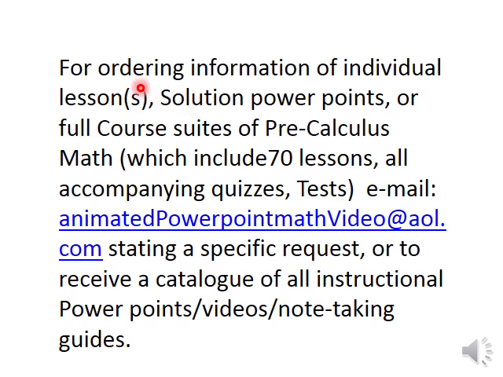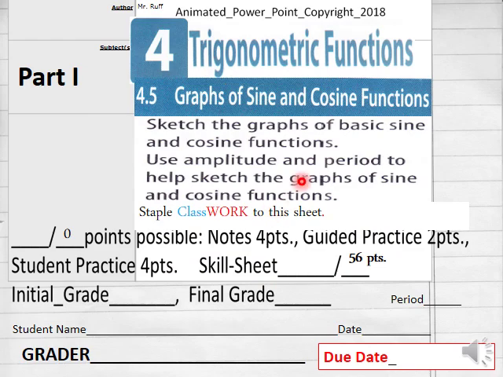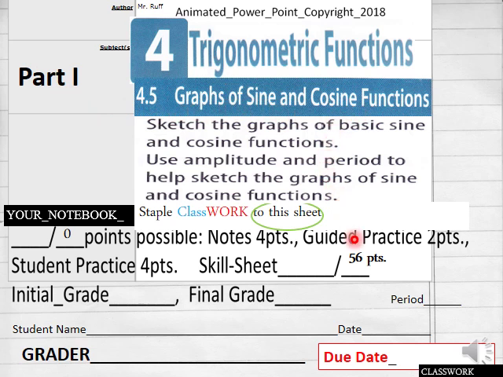Everybody, getting ready to do lesson 4.5 part 1 classwork today, pre-calculus math. Today 4.5 part 1, graphs of sine and cosine functions. We have 56 points here on your classwork. 0 points of notebook taking, hooray!